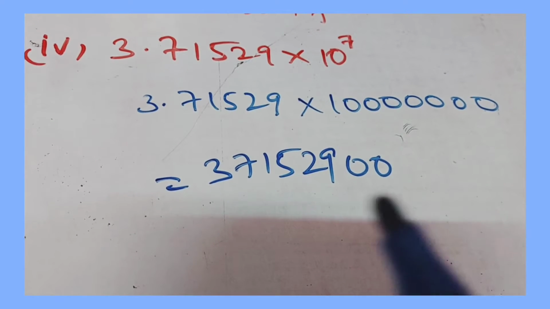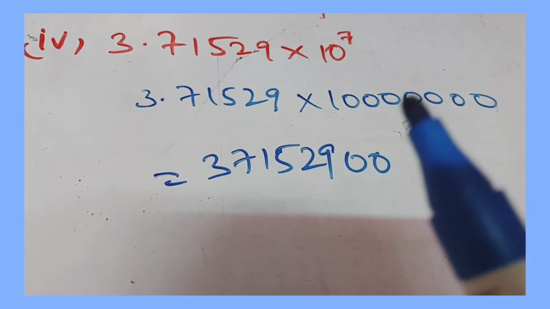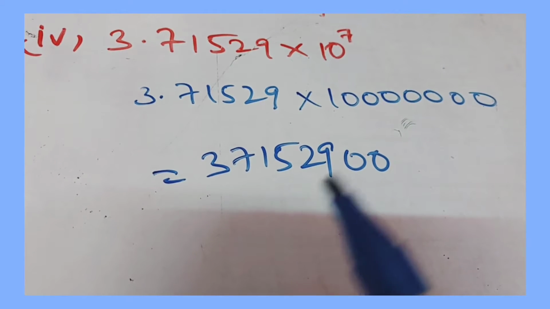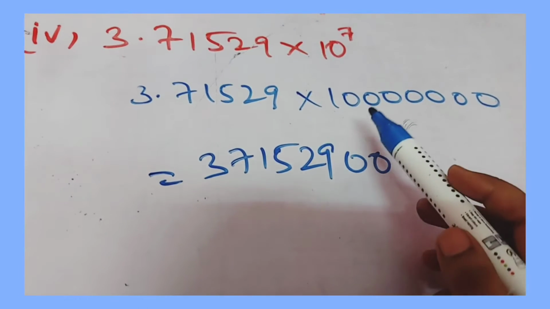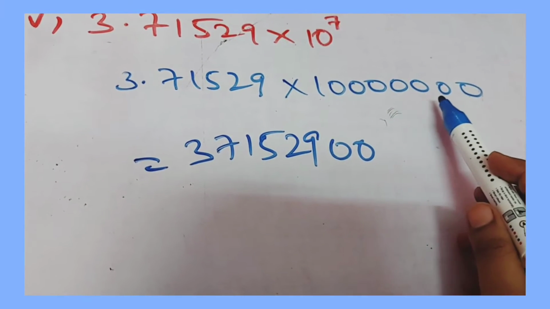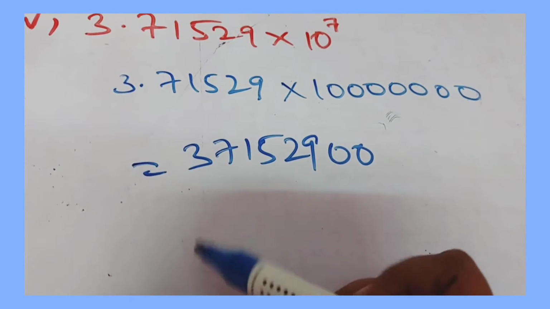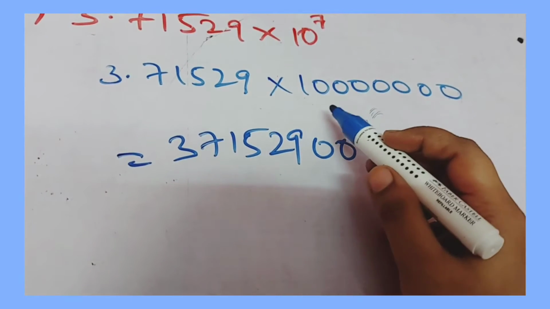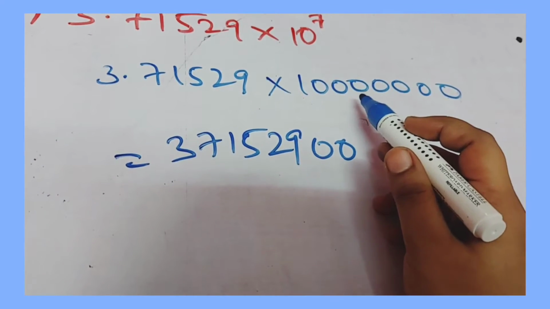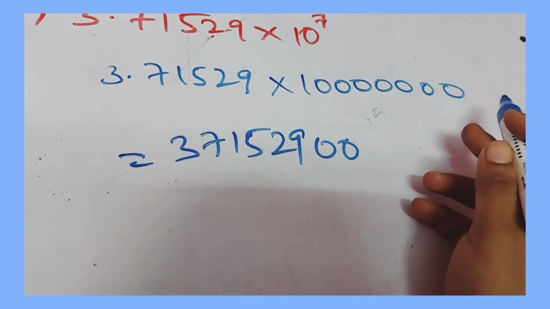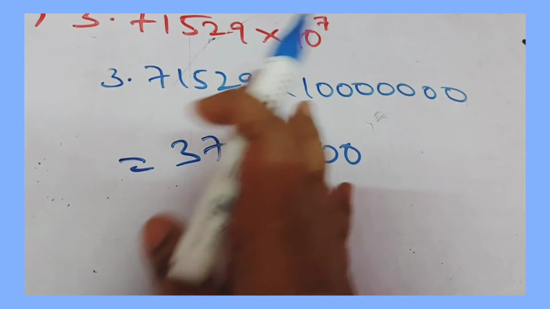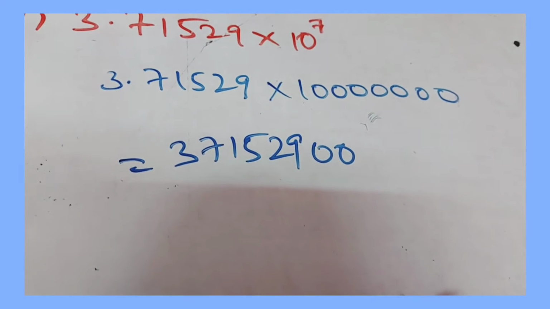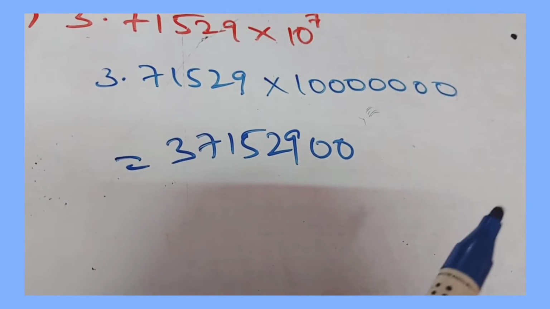Now the fourth one is 3.71529 into 10 to the power of 7. So again you have to write this 0 7 times. 1, 2, 3, 4, 5, 6, 7. So now what you have to do, this is the easiest way of doing. Here the number is very big now. 1s, 10s, 100, 1000, 10,000, lakh, 10 lakh, crore is there. So if you do the multiplication, this will become very big. So there is an easier way.